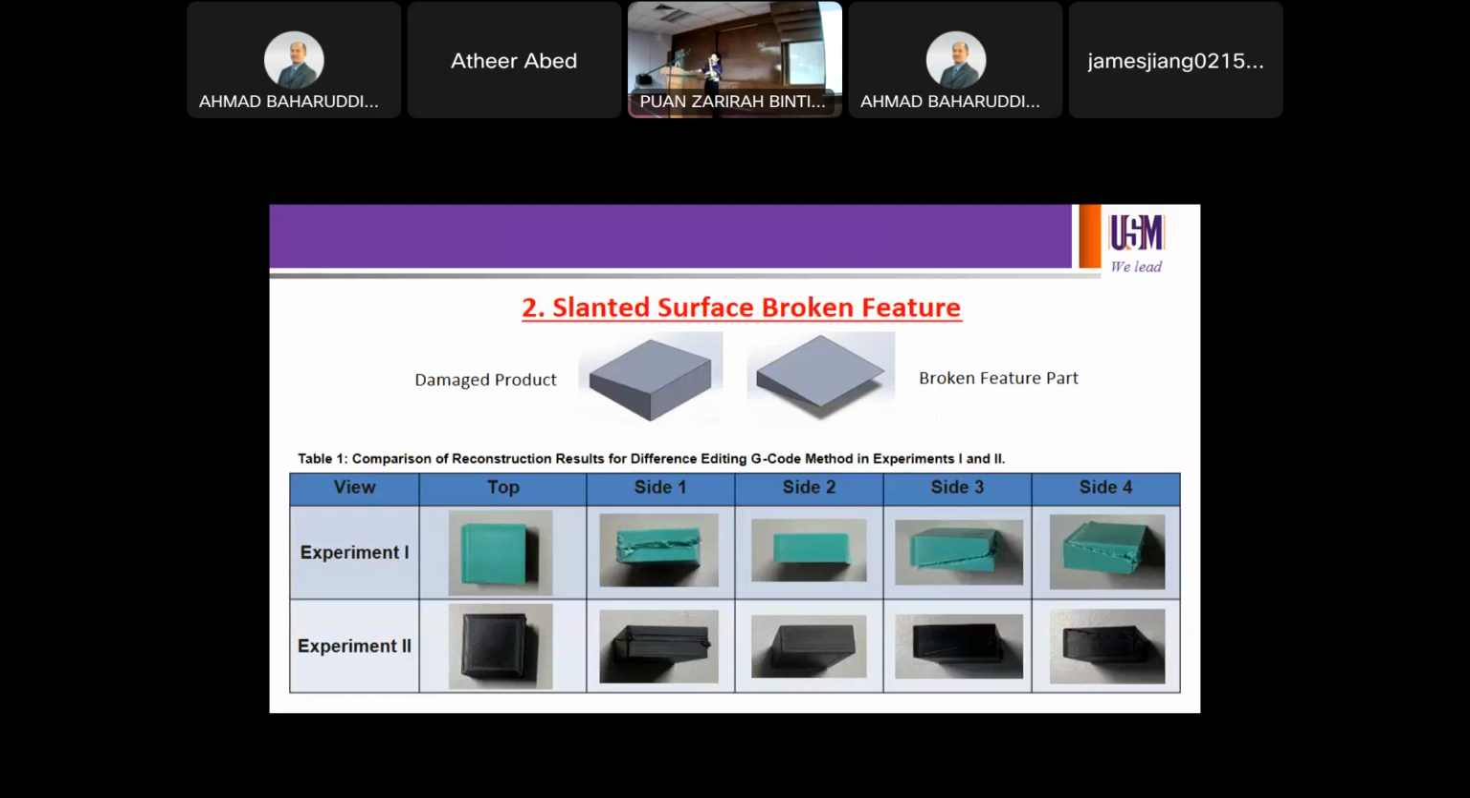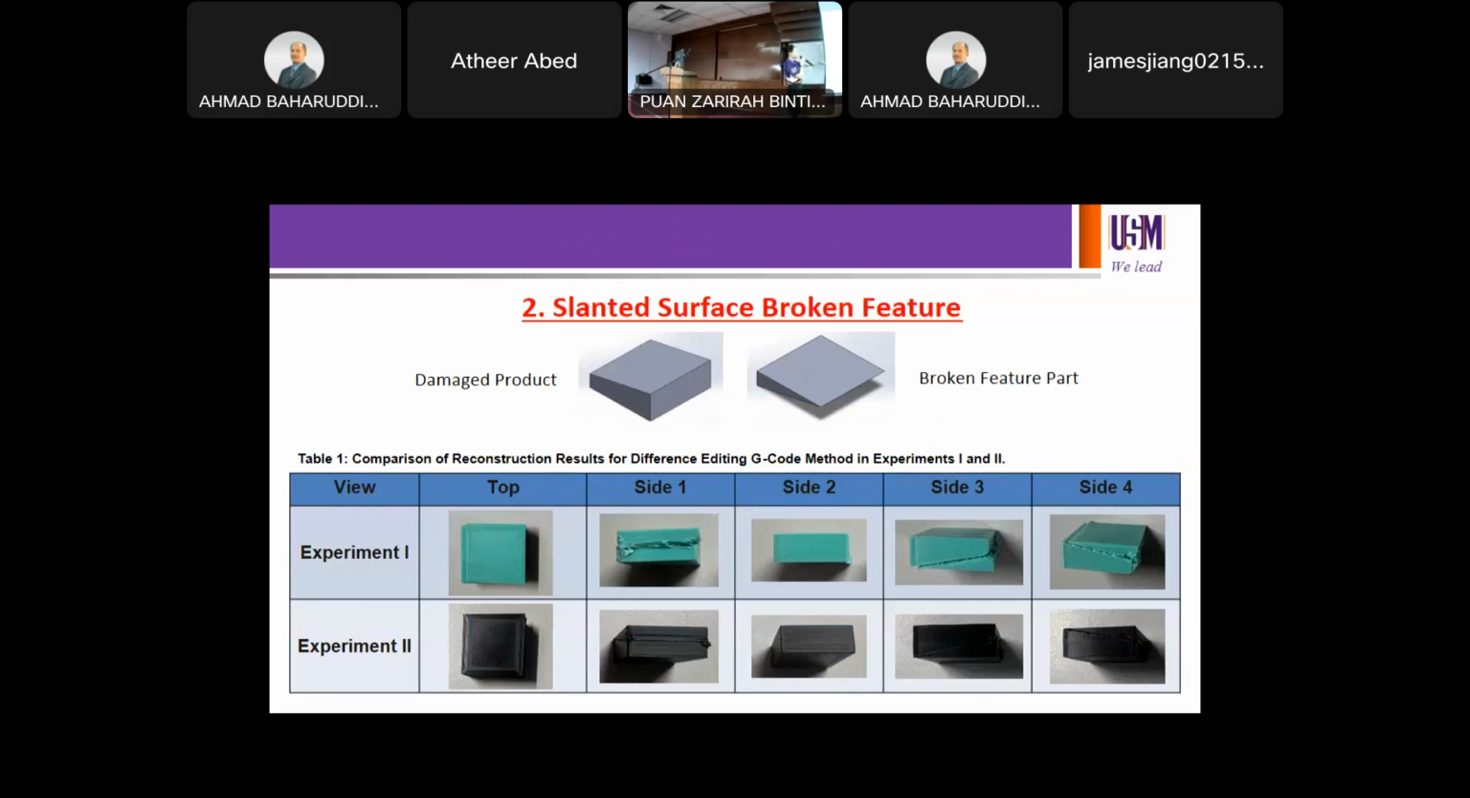After that is the slanted surface problem feature. Then we also have the damaged product and problem feature part, and we assemble both of them in the Ultimaker Cura. From here we got experiment 1 and experiment 2 using different G-code editing methods. The result of experiment 1 is not ideal due to the unsuccessful G-code editing method. For experiment 2, it's still the same method of editing the G-code, as I mentioned in the methodology part, which is editing the Z position in the problem feature part.